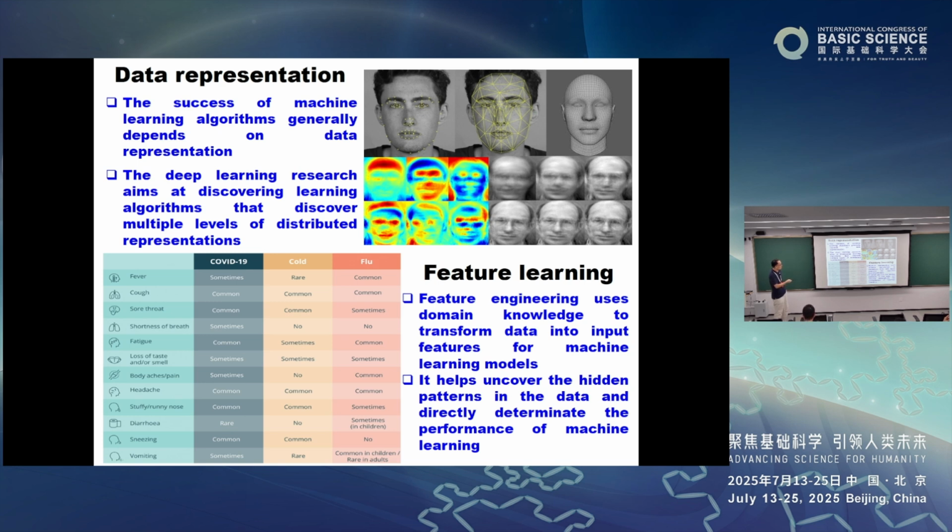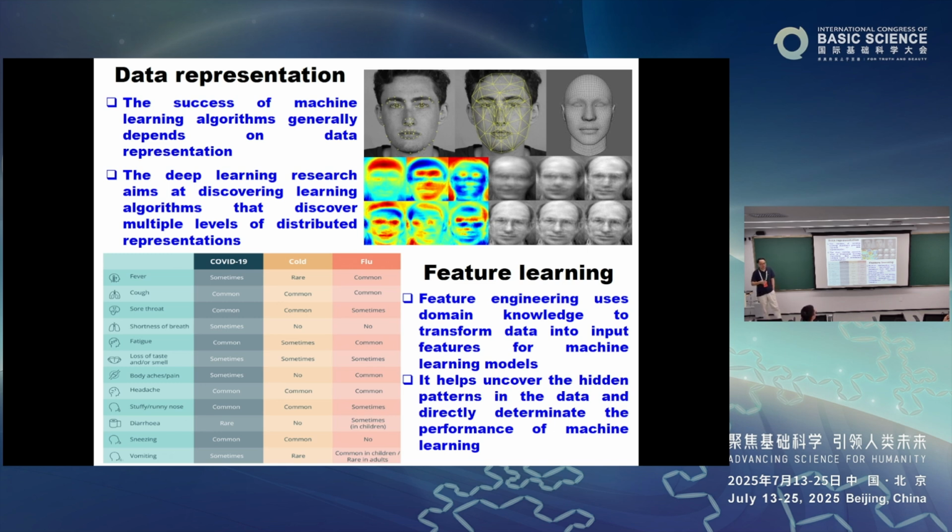This is called a heat map and eigenface. So essentially, the same data can end up in different mathematical representations, and this will result in different learning architectures. And the second part is feature learning. So essentially, how you obtain the most relevant features to the problem.